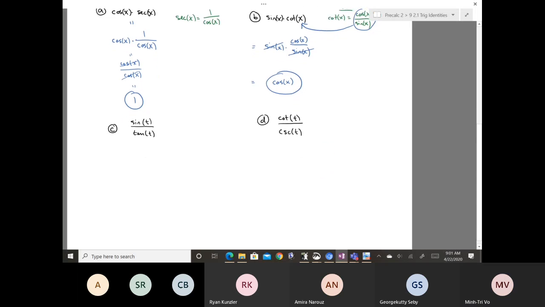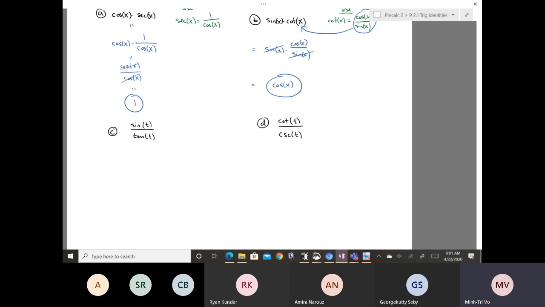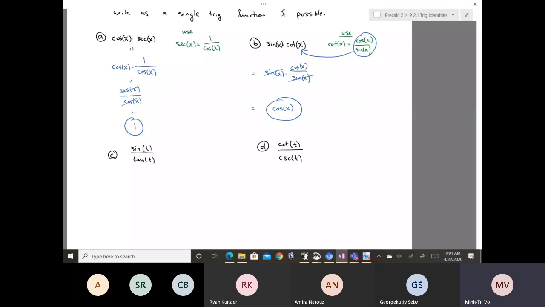Okay, so continuing on to the other two examples, they essentially follow the same idea. I'm using the proper identity that relates things in terms of sine and cosine, and then applying some kind of cancellation. Except in C and D, now we're dividing things. So we can have fractions inside of fractions, but you just have to remember that dividing by a fraction is the same thing as multiplying by a reciprocal. So what do we want to do in C?